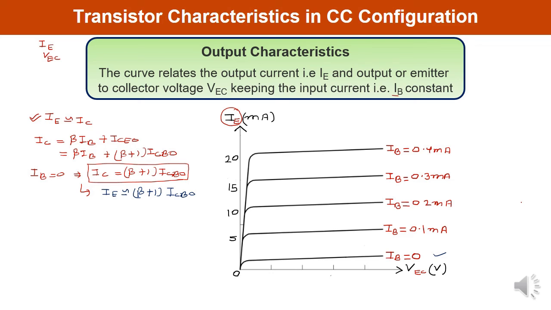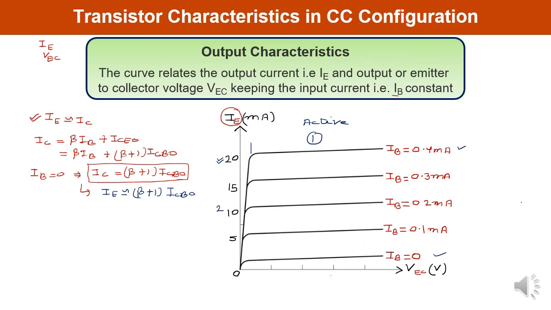So you can observe over here there are 3 regions. Region 1 is known as the active region. Why is it known as the active region? Because here amplification takes place. You can observe that when the value of IB is 0.4, the output current you are getting is 20. It means there is an amplification.